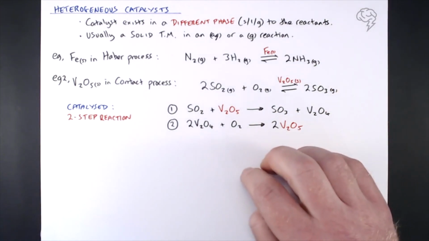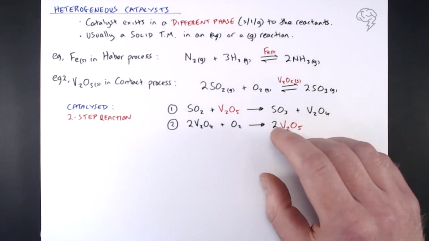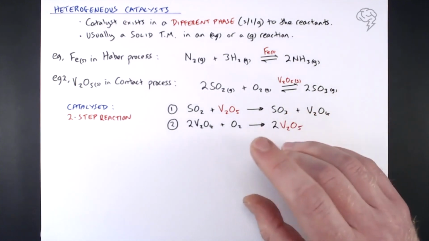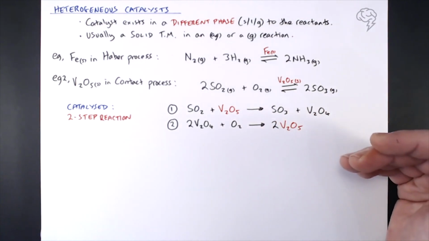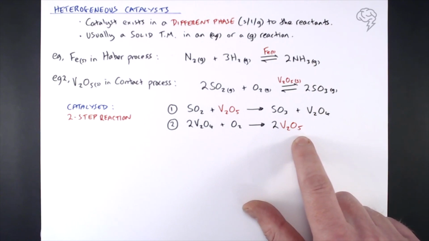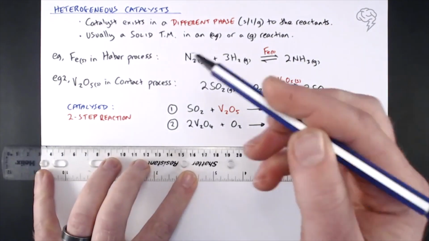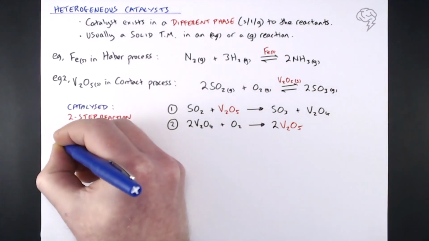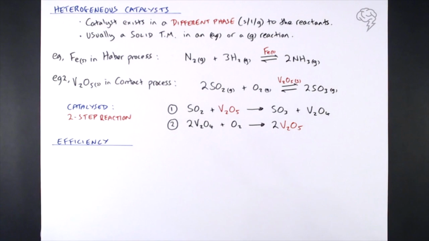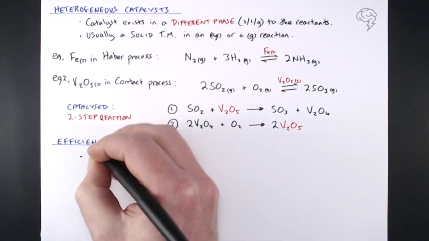Now, one thing we do need to talk about here with a heterogeneous catalyst is how efficiency can change. A catalyst doesn't get chemically changed during the reaction. We can see that with the regeneration of our V2O5 here. But the thing is, they don't last forever. We need to talk about the efficiency of these solid catalysts in these heterogeneous systems. So we've got a solid catalyst in these two examples in a gaseous system. So how do we improve efficiency?